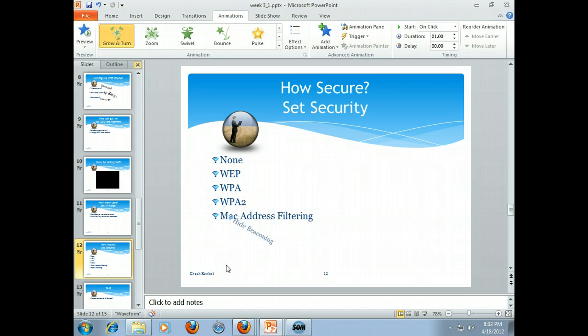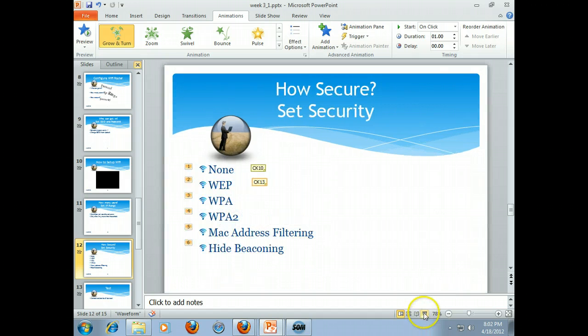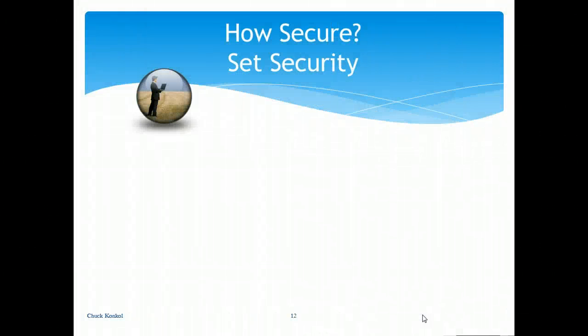Now to see this in action, again, just hit your slideshow button here on the PowerPoint, on the bottom right, to see what this is going to look like. Now when it first comes up, you'll notice nothing happens because I've not hit the space bar yet. There's nothing up here, no points yet, just the title. How do I set security? First point, none. That's one way. I can set security on a wireless access point. Second way, WEP is the second way I can set security.